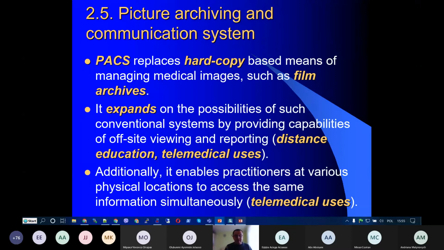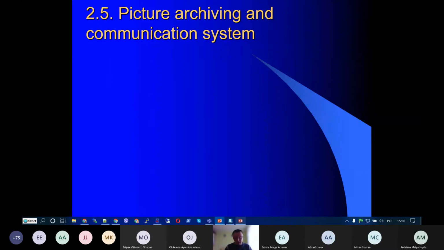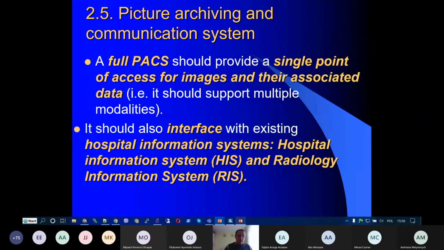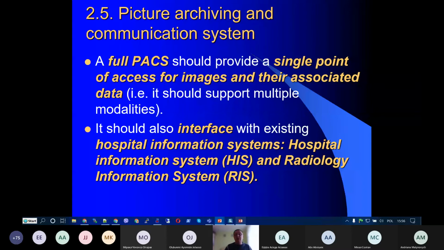So PACS is a replacement of hard copy based means of managing medical images, like film archives, and also expands the possibilities of such conventional systems by providing capabilities of on-site viewing and reporting, for distance education, telemedical usage, and so on, and also sharing within and delivering the electronic format to remotely connected systems, like various hospital and clinical information systems, in order for images to be included into patients' electronic medical records in those systems.